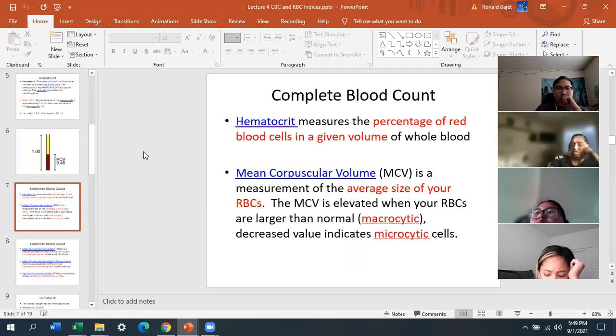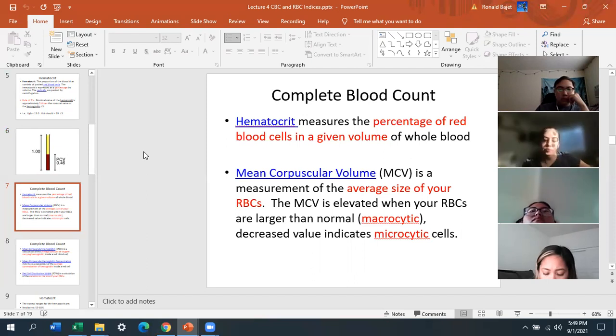Hematocrit measures the percentage of red blood cells in a given volume. I just went over that. Okay, MCV. I've been talking about MCV. It's the measurement of the average size of the red blood cells. So MCV is the size of the red blood cells.